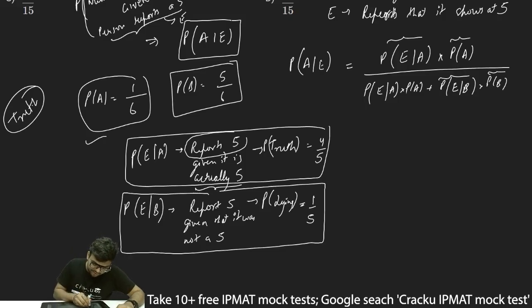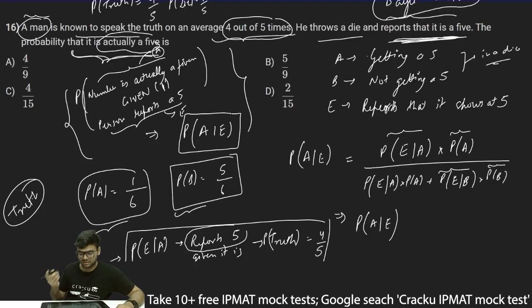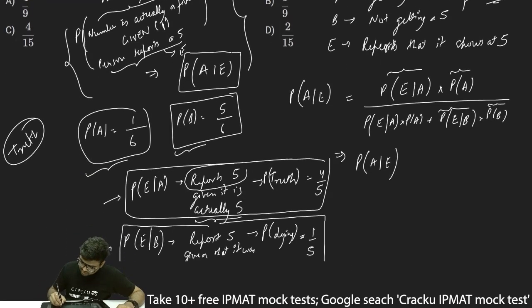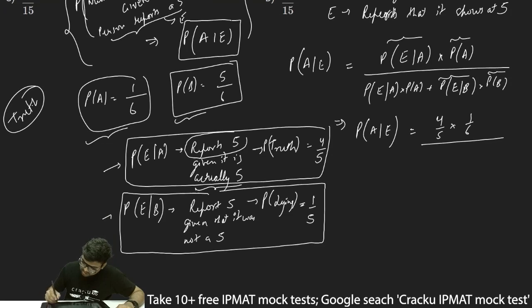So I have all the values. I have P of A, P of B, P of E given that A has happened, and P of E given that B has happened. So now I can just put in the values. Thus I can write the probability of A, that is actually a 5, given that he is reporting a 5, will be equal to P of E given A, which is 4 by 5, into P of A, which is 1 by 6, divided by P of E given A, which is 4 by 5 into 1 by 6, plus P of E given that B has already happened, which is 1 by 5, into P of B, which is 5 by 6.